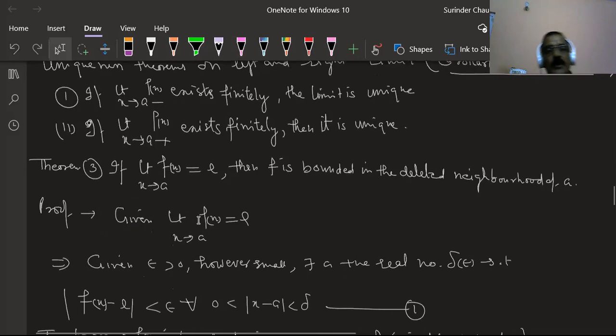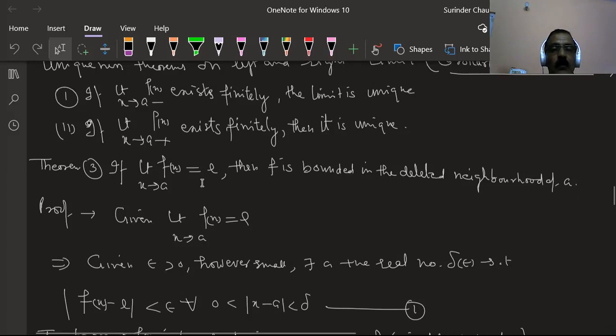Now the next theorem is: if the limit of the function f(x) as x tends to a is equal to L, then f is bounded in the deleted neighborhood of a. Whenever you use the deleted neighborhood of a, it means we have a neighborhood of a, but we don't consider the point. We are deleting the point.